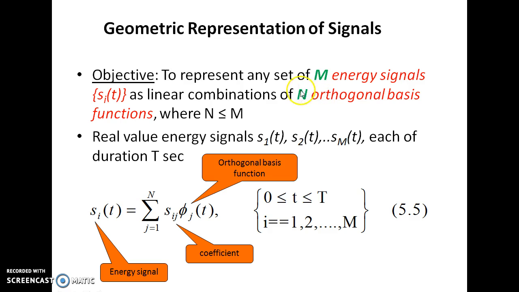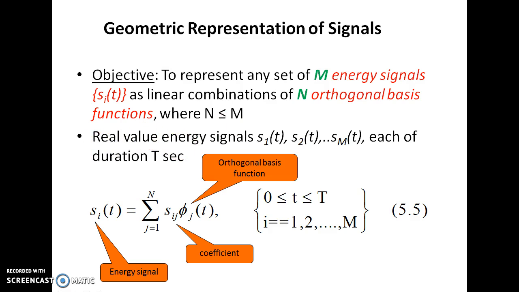So we have to divide our space into some basis functions. For example, if we have a 2D space, you have two orthogonal axes. Similarly over here, let's suppose we have an n dimensional space. For getting an n dimensional space, you should have n orthonormal basis functions. So our objective will be representing the set of M signals denoted by s_i(t) as linear combinations of n orthonormal basis functions, and the number of basis functions will always be less than the number of signals given to you.